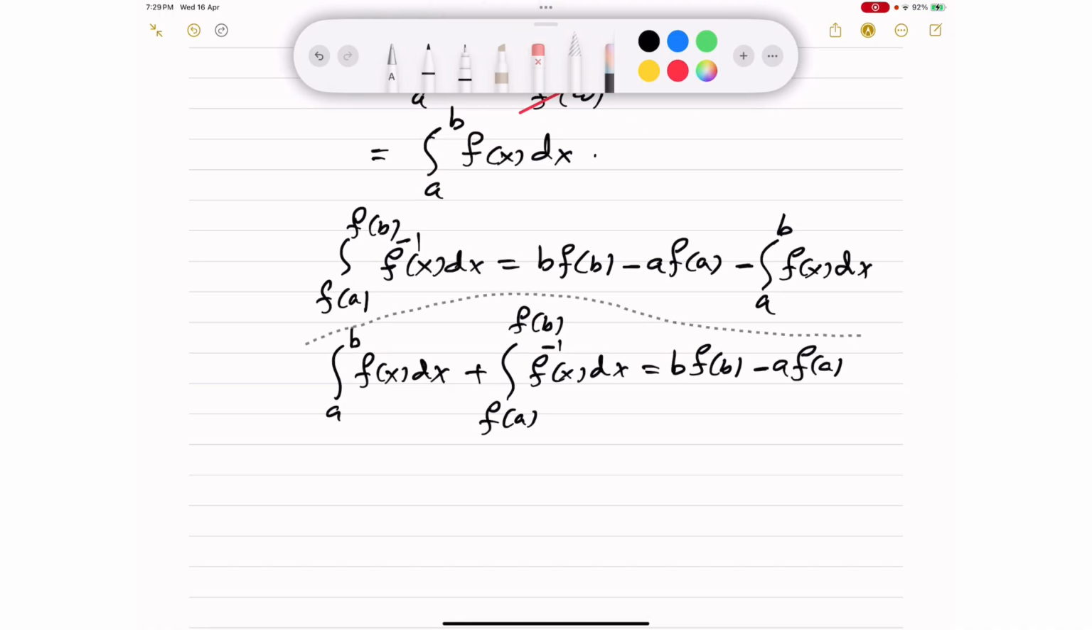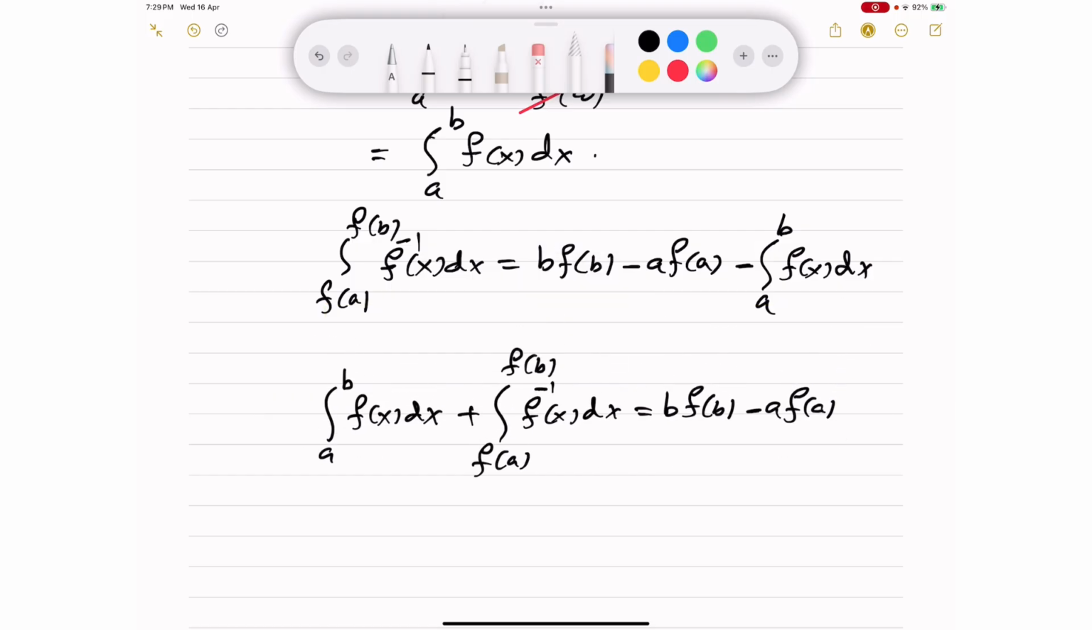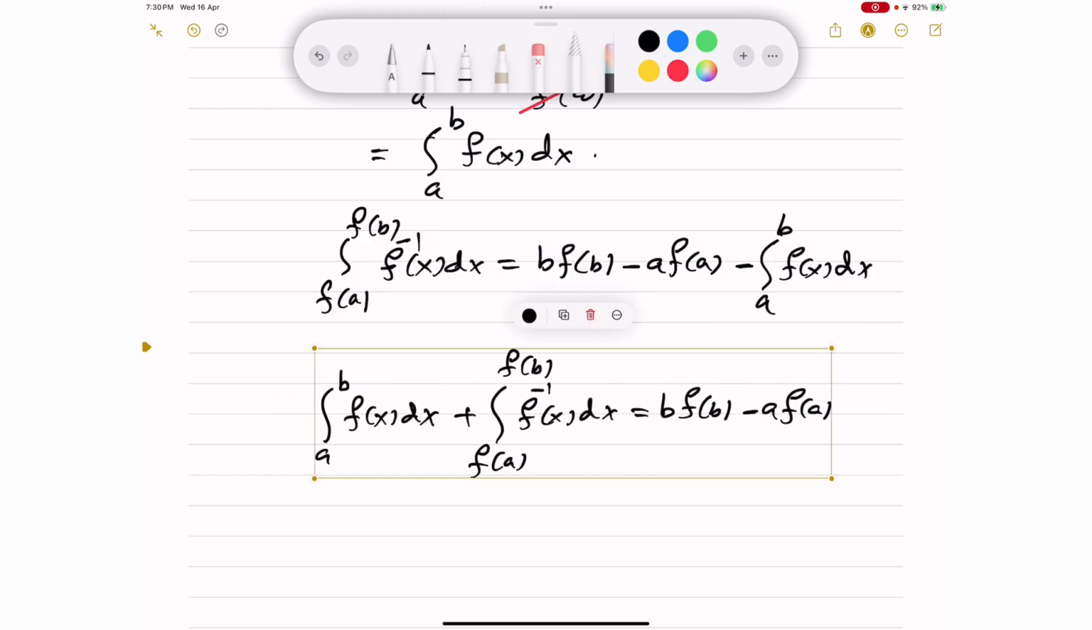So I have successfully proven that the integral, which is the area under f of x from a to b, plus the area under the inverse function from f of a to f of b, is nothing but b f of b minus a f of a.